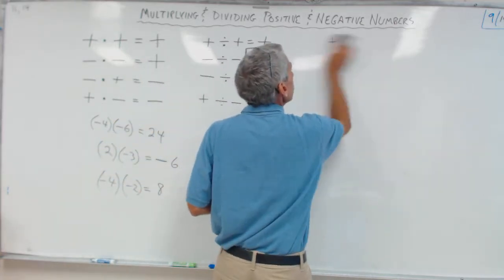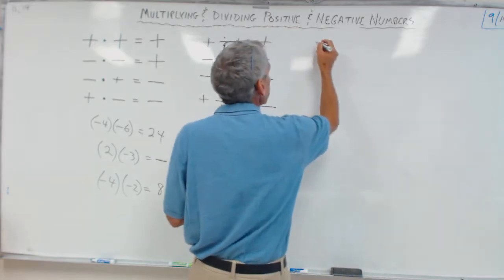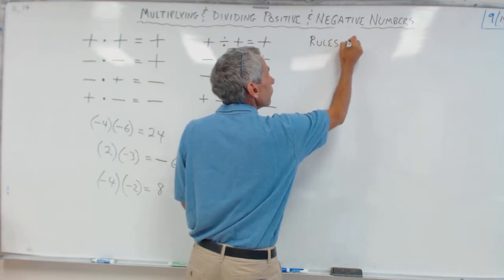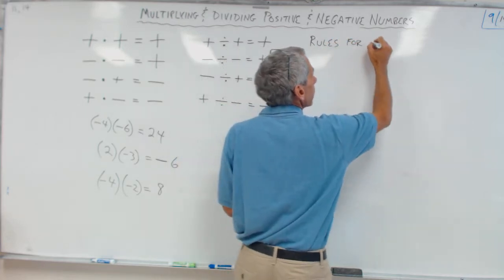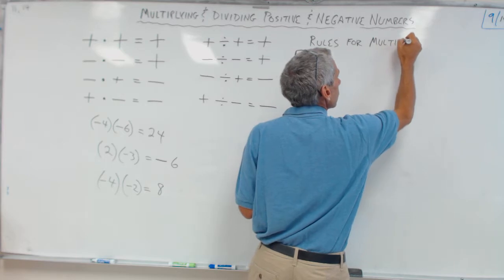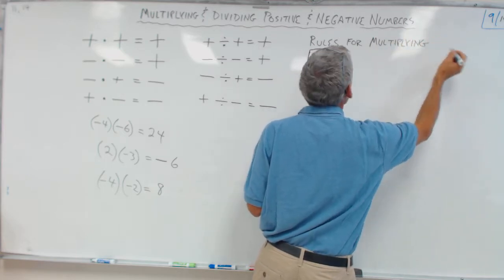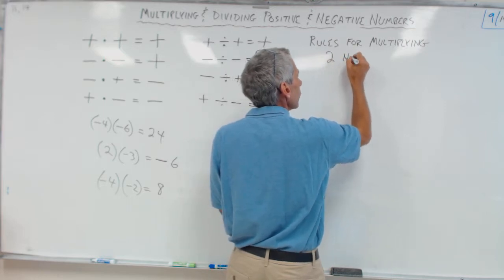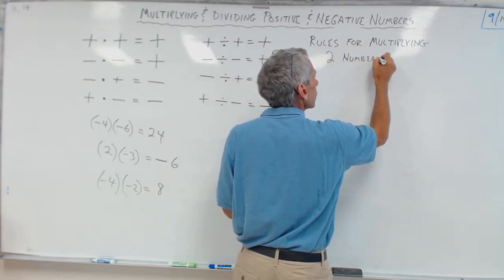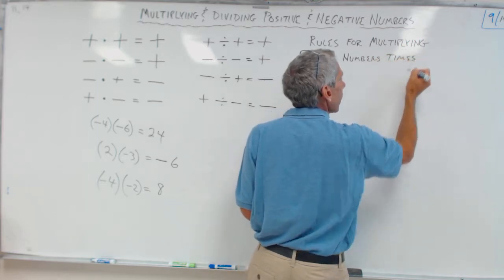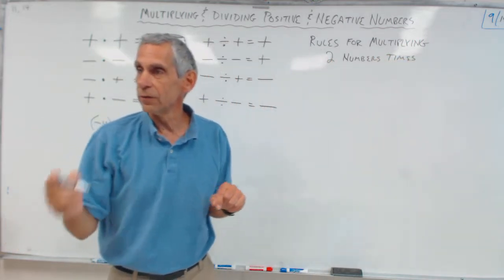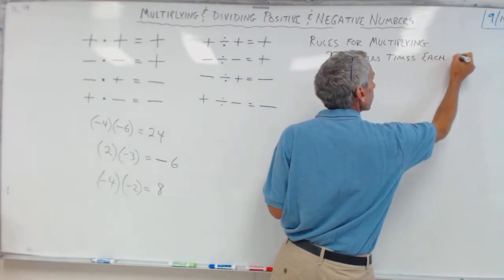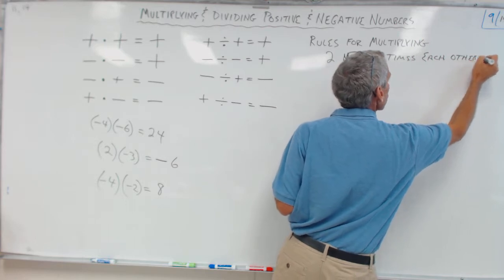Okay, so let's look at a rule. We've got 2 rules that come up from this. And these are rules for multiplying two numbers times each other. Okay? I'm not talking about 3 numbers or 4 numbers or 5 numbers. It's only when you're talking about 2 numbers times each other. Okay? Here are the rules.